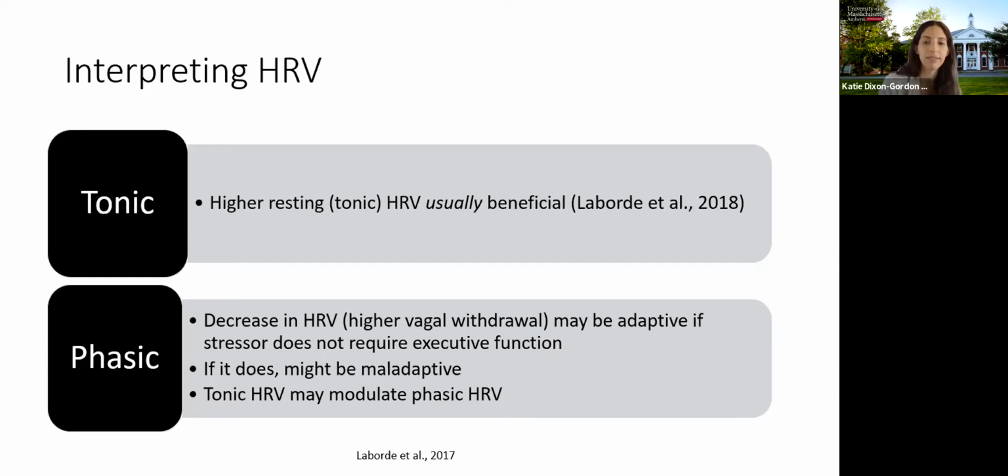But if we want that individual to be able to engage in, I don't know, executive functioning tasks in the context, then higher levels of vagal withdrawal might actually be problematic, because they may not be able to address other tasks. There was a recent study that suggests tonic HRV may influence phasic HRV, which of course makes perfect sense: where people are at influences the meaning of those shifts.